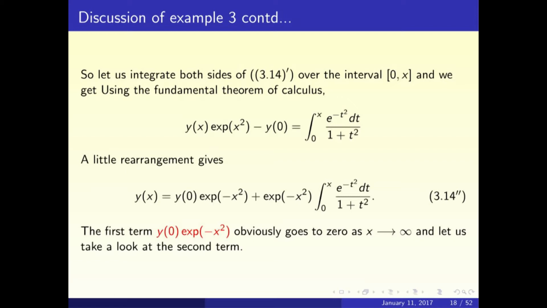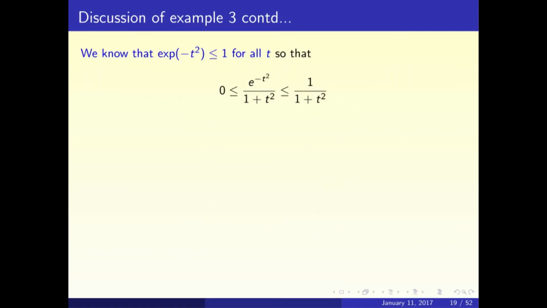e to the power minus x squared times the integral from 0 to x of e to the power minus t squared dt upon 1 plus t squared. Let's see what happens to this. We know that e to the power minus t squared is less than or equal to 1 for all t, because no matter what your t is, t squared is positive. So what do you get? You get the inequality 0 less than or equal to e to the power minus t squared by 1 plus t squared less than or equal to 1 upon 1 plus t squared.